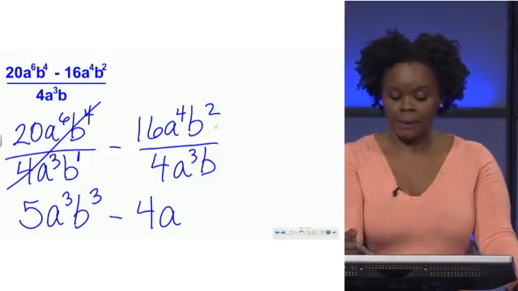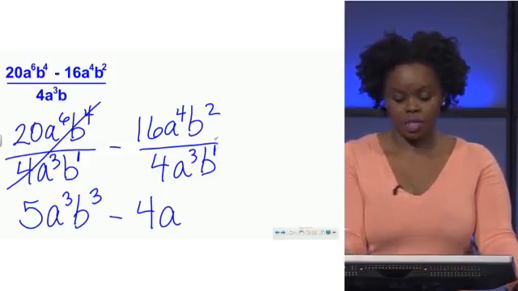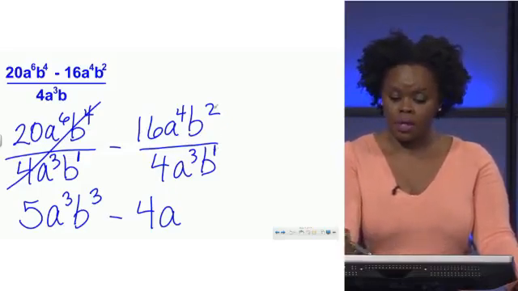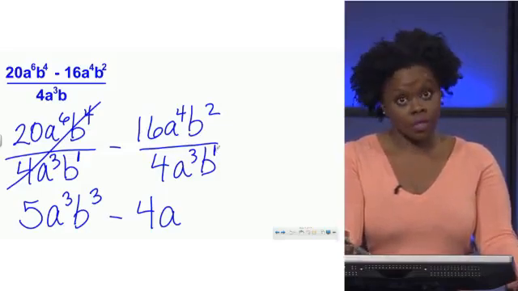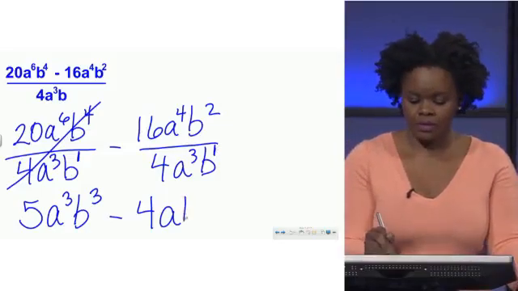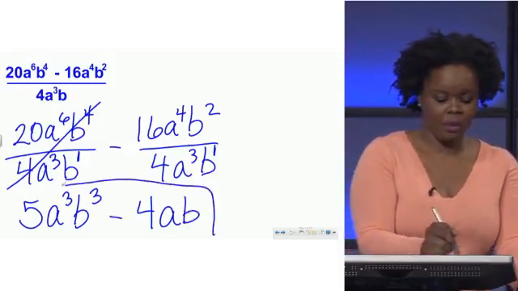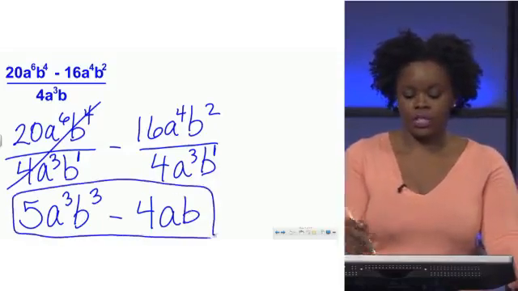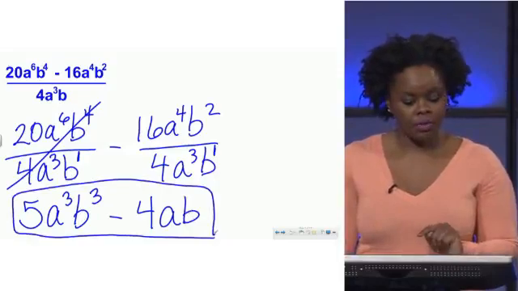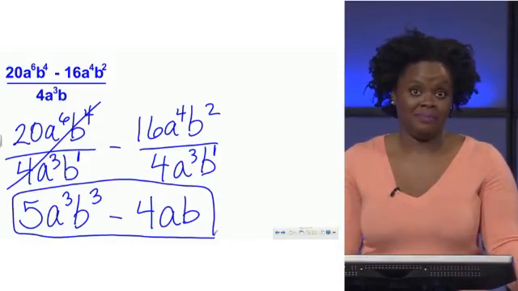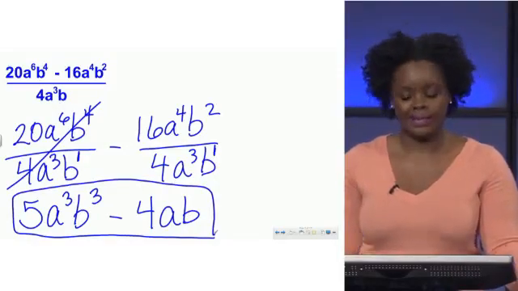All right, now if I handle my b's, there's an invisible 1 just to help me subtract. So 2 minus 1, that is 1. So then I've got just b. Okay? And there you go for that one. That quotient just simplified to 5a cubed b cubed minus 4ab. All right? Let's keep going.